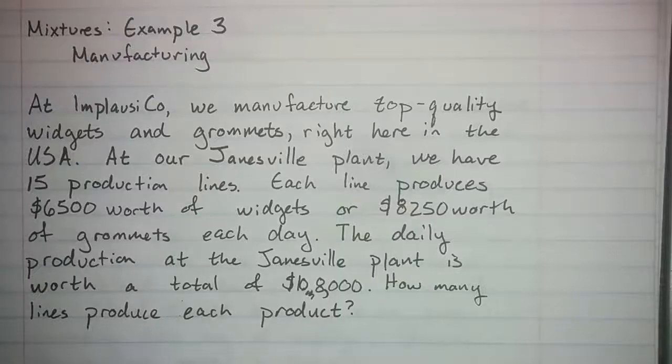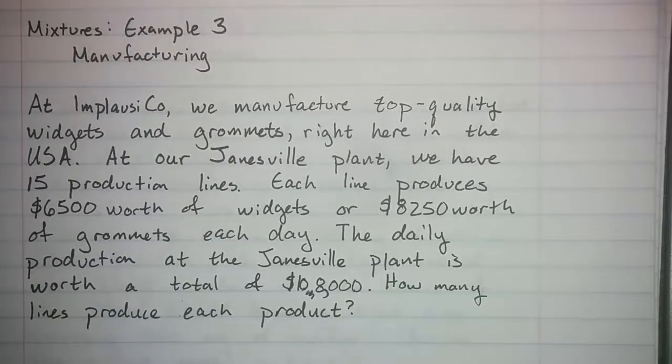Here's an example from manufacturing. Here's an example that doesn't use percentages. At Implausico, we manufacture top quality widgets and grommets right here in the USA. At our Janesville plant, we have 15 production lines.